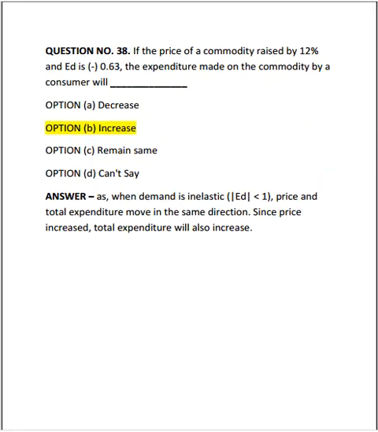Question no. 38. If the price of a commodity is raised by 12% and ED is negative 0.63, the expenditure made on the commodity by a consumer will: Option A, decrease. Option B, increase. Option C, remain same. Option D, can't say. Answer: as when demand is inelastic, modulus of ED less than 1, price and total expenditure move in the same direction. Since price increased, total expenditure will also increase.